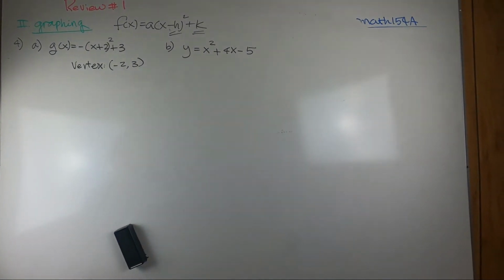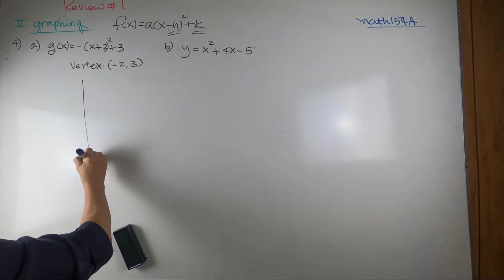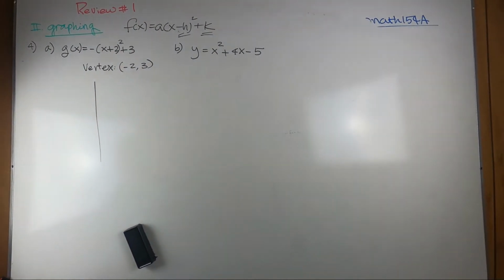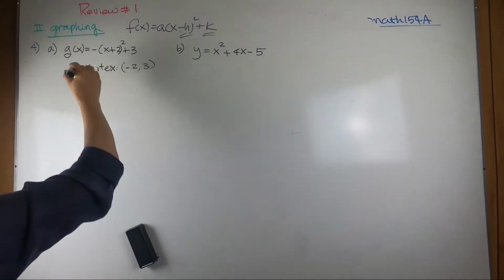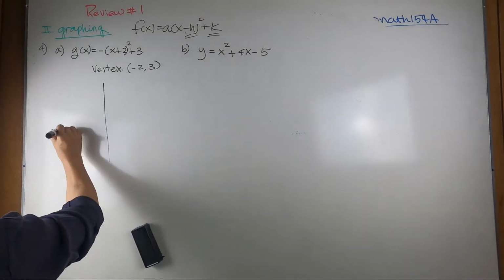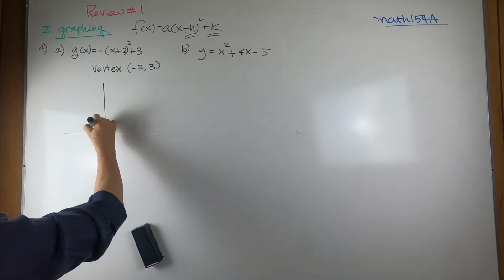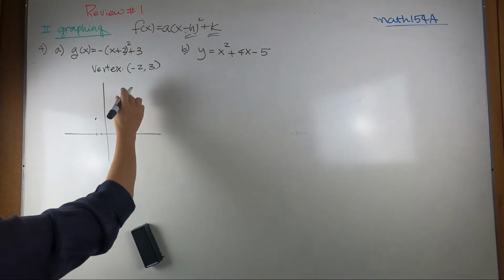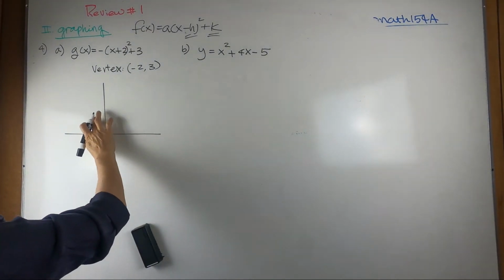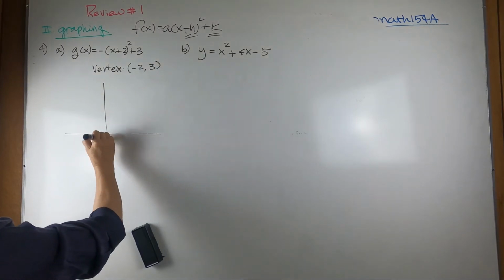Right? So then we do our t-table. It opens up or opens down. It's a negative, so it opens down. Okay? So you have -2 and 3, right? I just want to make it bigger.